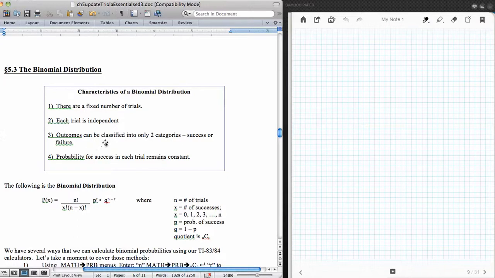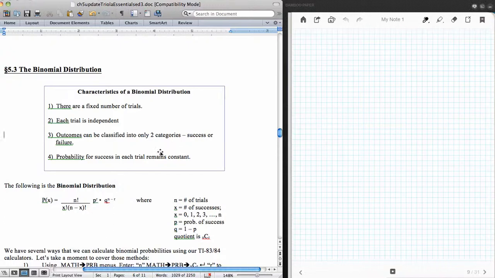The outcomes can be classified into two categories, a success or a failure. Now these days we're kind of shying away from the idea of a success or failure because people tend to get a little confused about that, but success or failure just means that one thing is what you want it to be and the other is considered a failure. It's not necessarily a failure, so to speak. So what we're really looking at is the fact that it's two categories.